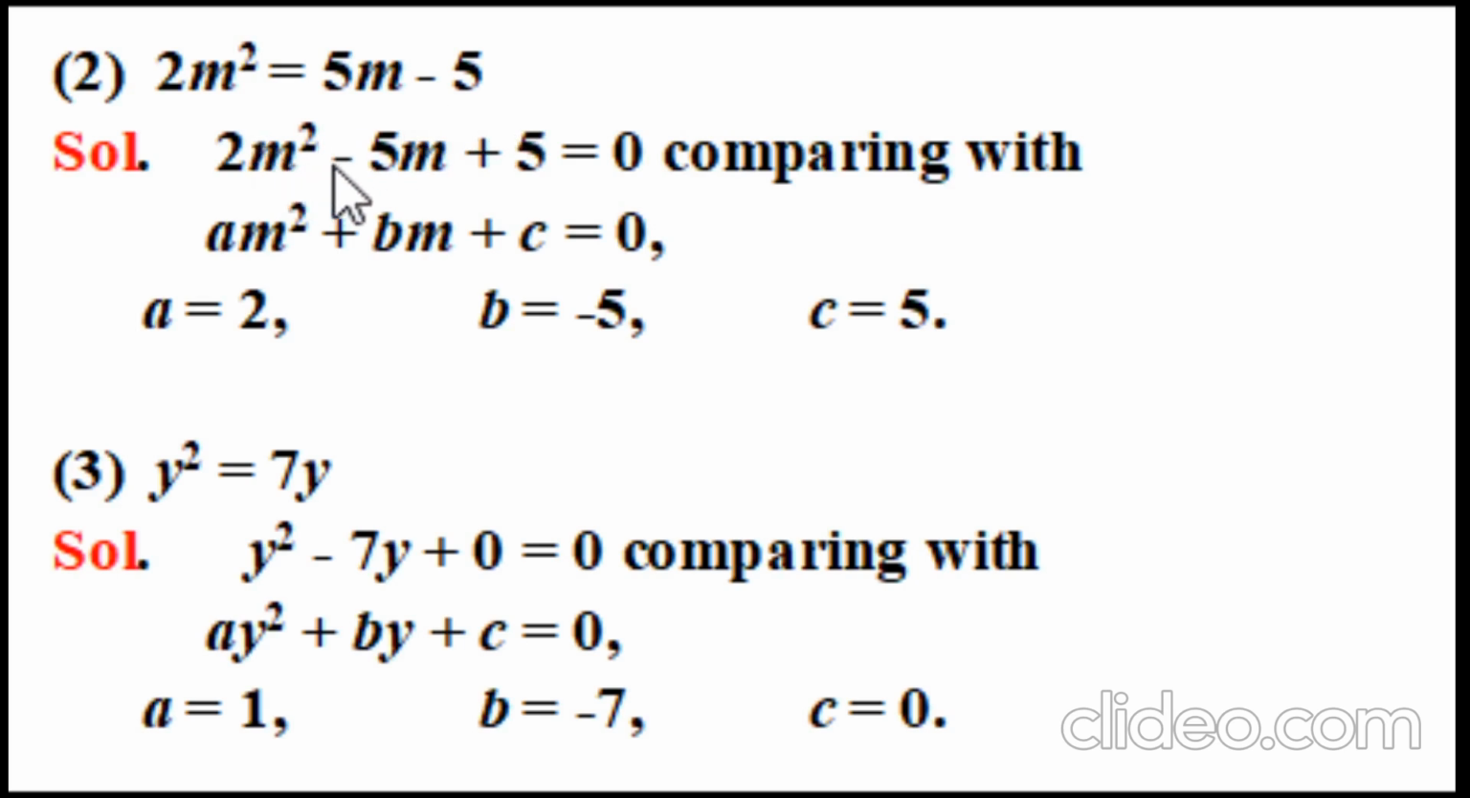Second question. 2m square is equal to 5m minus 5. So 2m square minus 5m plus 5 is equal to 0. Comparing with am square plus bm plus c is equal to 0, we get a 2, b minus 5 and c 5. Then third one. y square is equal to 7y. y square minus 7y plus 0 is equal to 0. Comparing with ay square plus by plus c is equal to 0, we get a 1, b minus 7 and c 0.